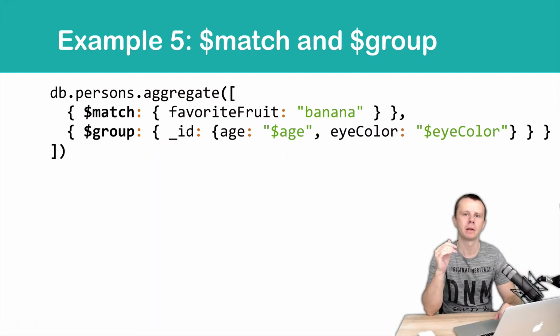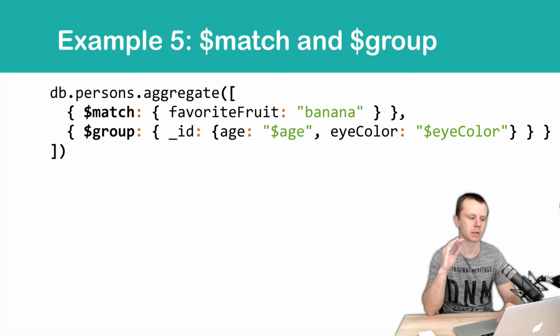Let's now combine match and group stages. In this example, we will first use match stage, where we will find all documents with favorite fruit banana. And next, group stage. And finally, we will get documents with underscore ID that will have embedded document with two fields age and eye color.